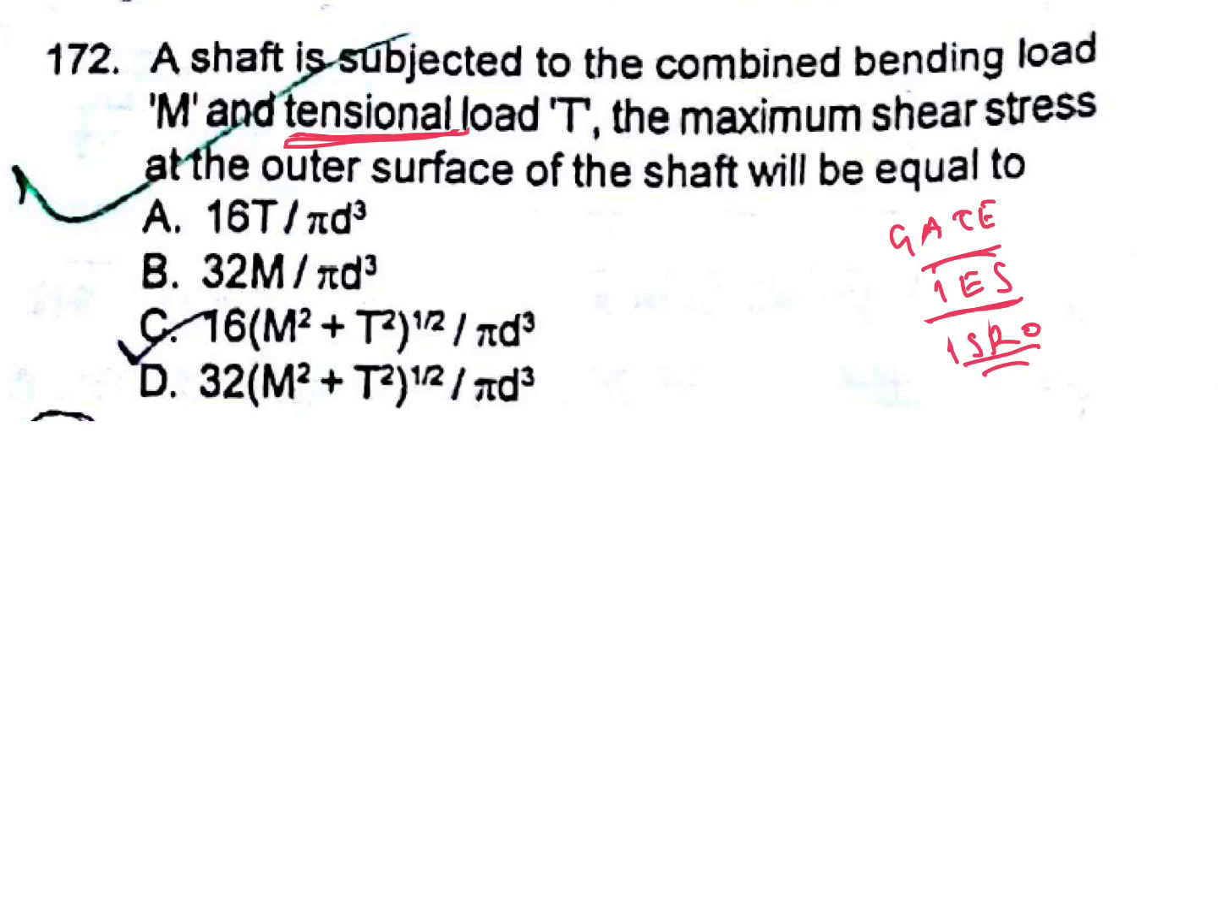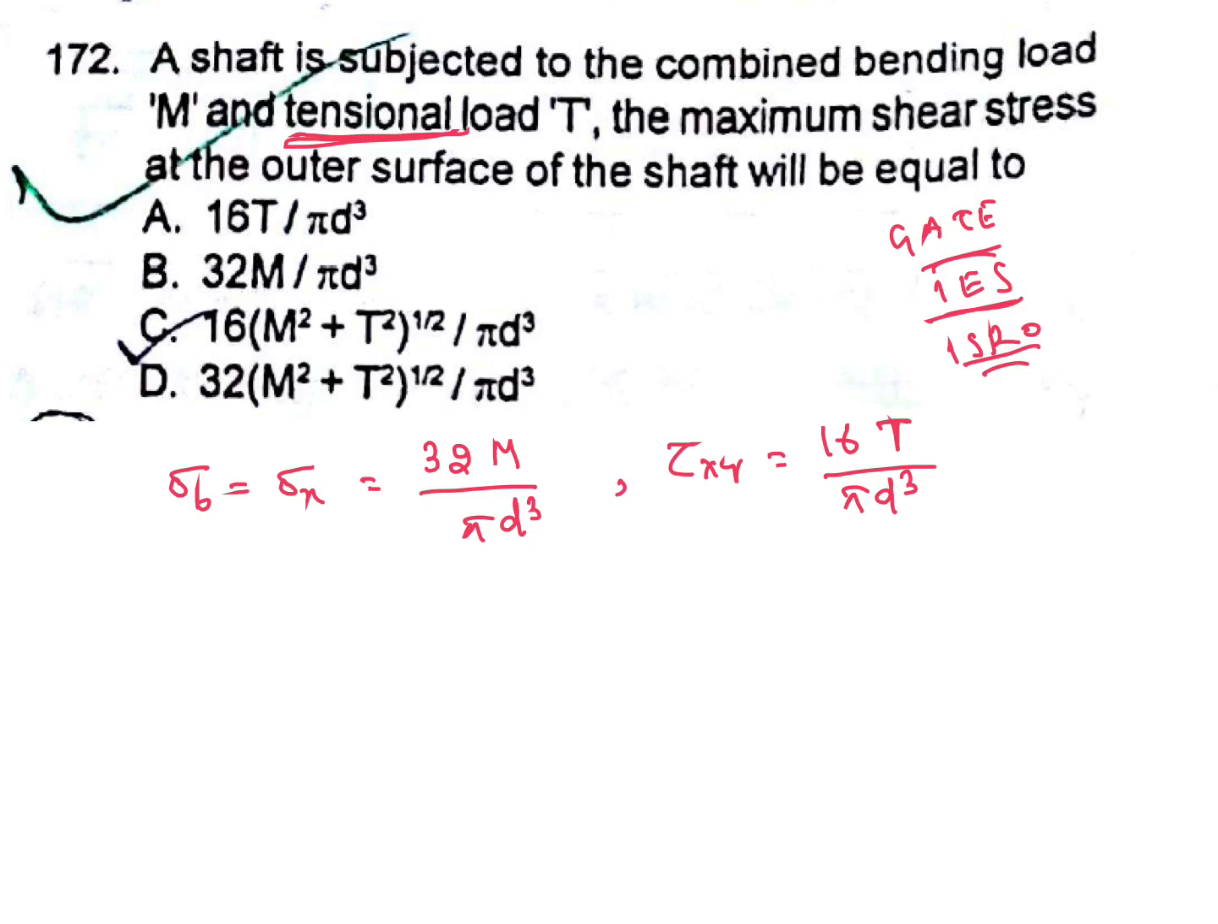Maximum shear stress we have to calculate. Sometimes they may ask for maximum normal stress or principal stress value, you calculate. So both you have to know here. Sigma B is sigma x. Its value is bending stress sigma B, 32 M by pi d cube. Tau xy is 16 T by pi d cube, T is the torsional load.